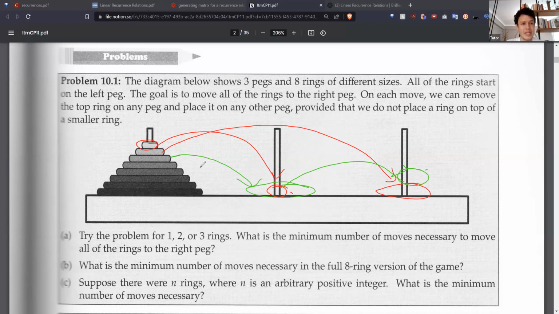So this is basically the question. Now the problem is asking, if I have 8 rings, what is the smallest number of steps to move all these rings to this tower or this tower? This is called the Tower of Hanoi problem. It's pretty famous.